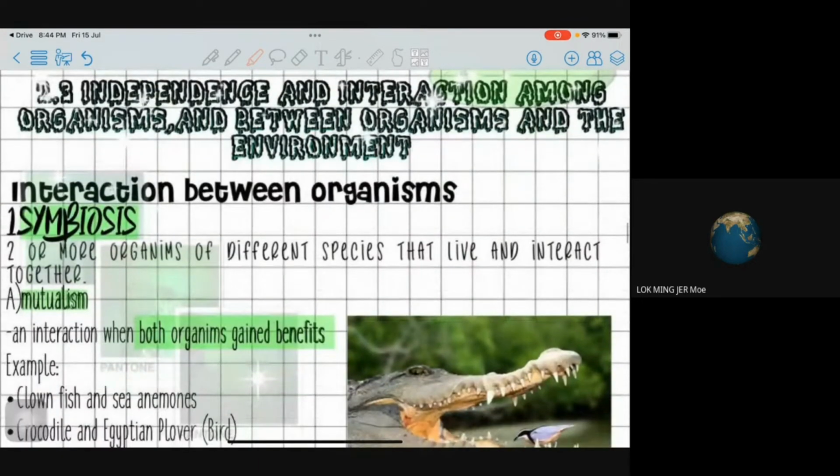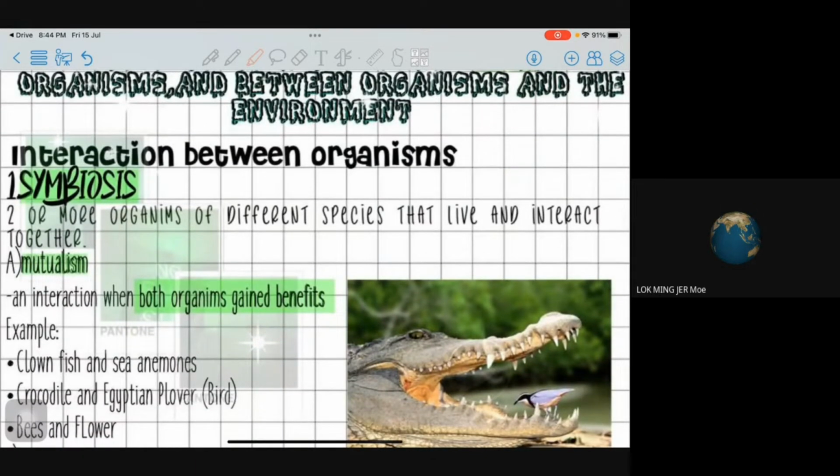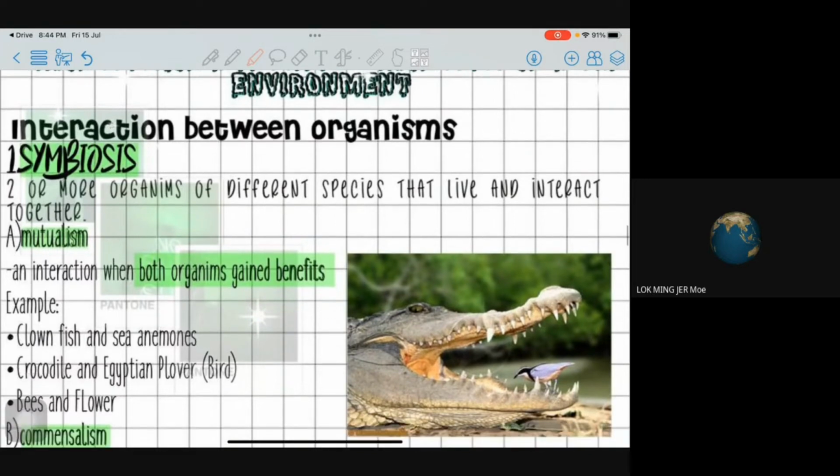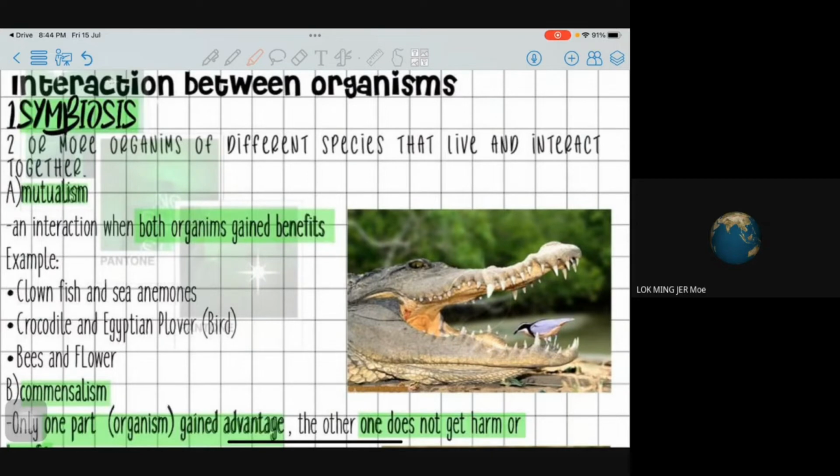And then you learn about interaction between organisms, for example, symbiosis, which is two or more organisms of different species that live and interact together. For example, the first one is what? Mutualism. Do you still remember what is meant by mutualism? Okay, what is meant by mutualism?